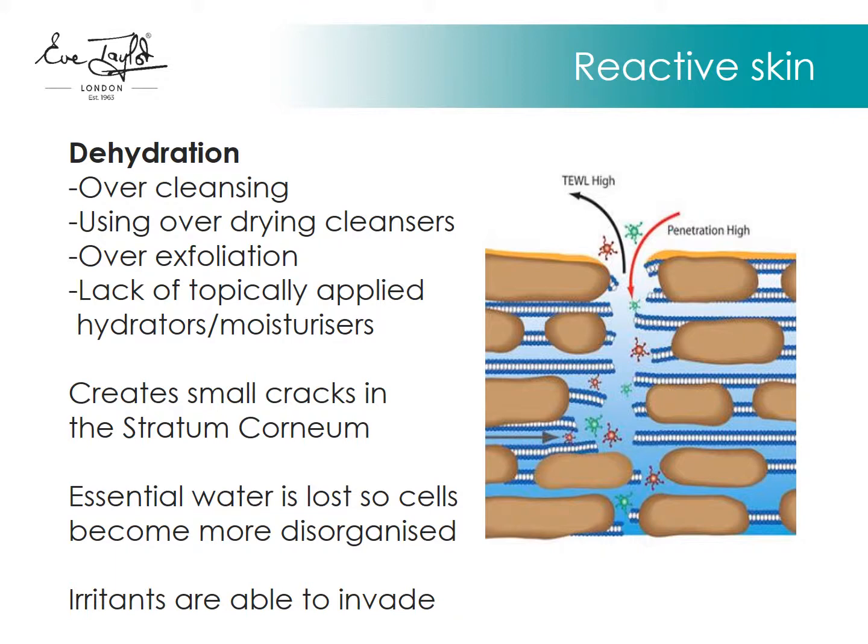Any of these elements can create small cracks in the stratum corneum. When this happens, essential water is lost, meaning that enzymatic reactions which allow the cells to shed appropriately don't happen. The skin cells then become more disorganised, which leads to barrier impairment. Then again, irritants are able to invade, causing damage.